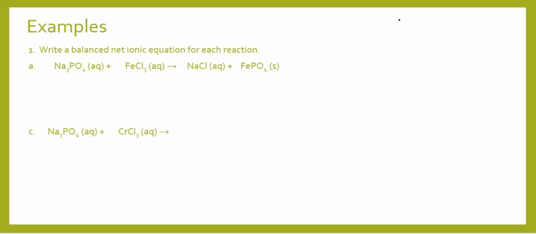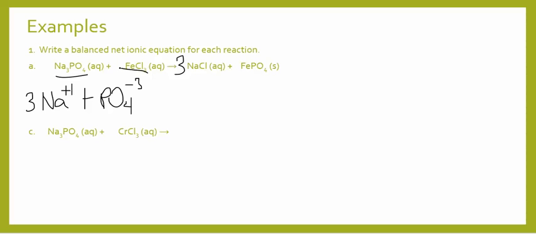Before you start, on part A here, go back and balance the equation. Put a 3 in front of NaCl to balance. We want a net ionic equation. So if it's aqueous, we're going to split it apart. Na3PO4, aqueous. The ions, there are 3 Na+ ions, plus a PO4 ion with a negative 3 charge. FeCl3 is aqueous. Split it apart into ions. Fe has a plus 3 charge here. Plus, there are 3 Cl- ions.